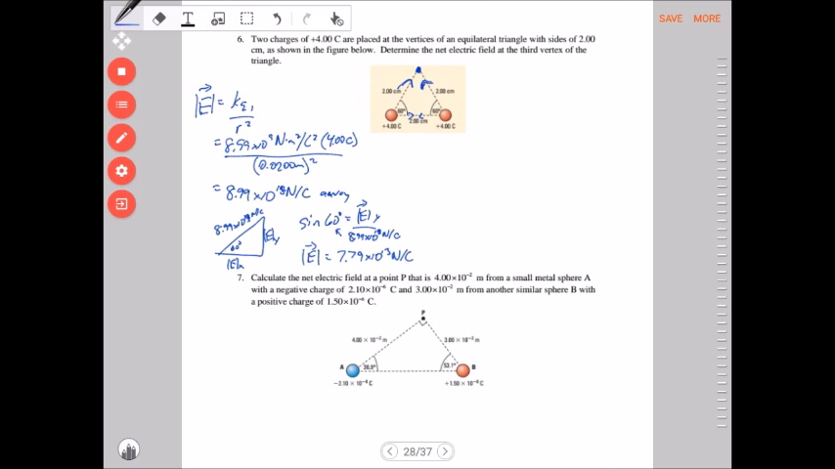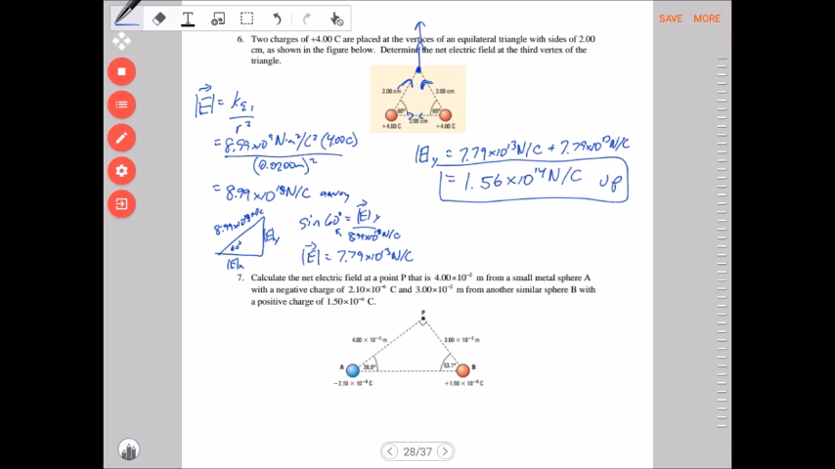Awesome. Now remember, these calculations are going to be the same for the other guy. The x's are going to cancel, and then we're going to get two y electric fields going in the same direction. So the electric field in the y direction is going to be 7.79 times 10 to the 13 newtons per coulomb, plus 7.79 times 10 to the 13 newtons per coulomb. So that is going to work out to 1.56 times 10 to the 14 newtons per coulomb up.